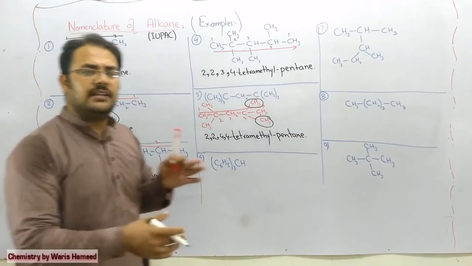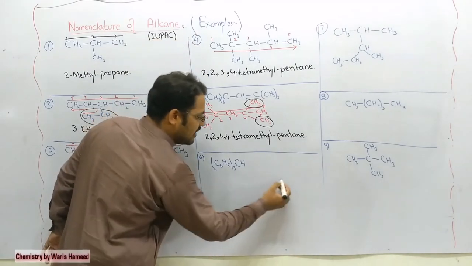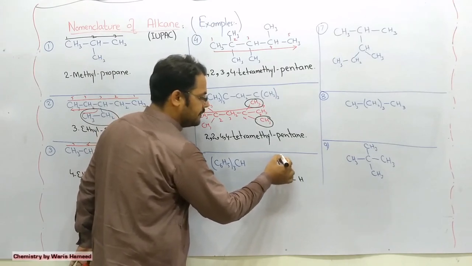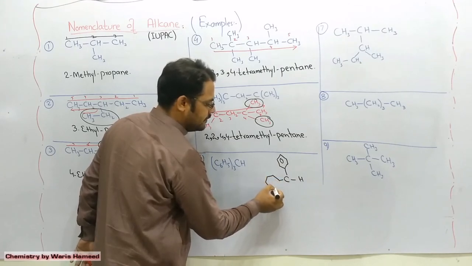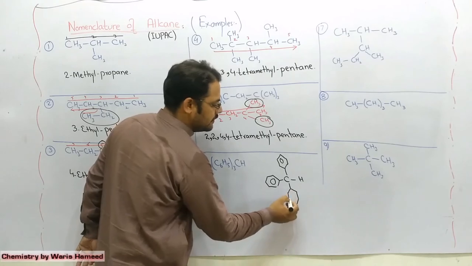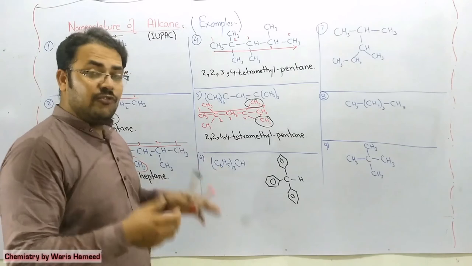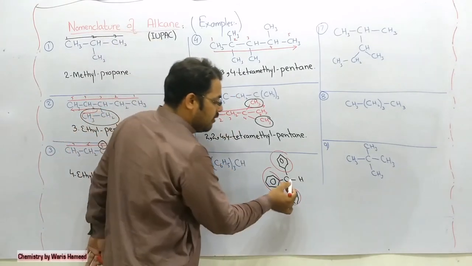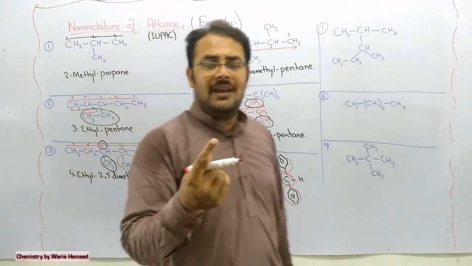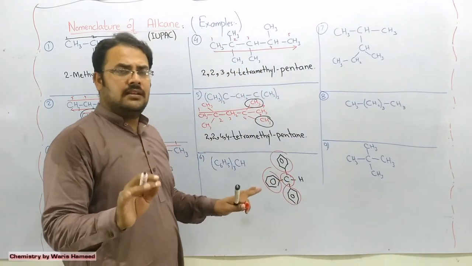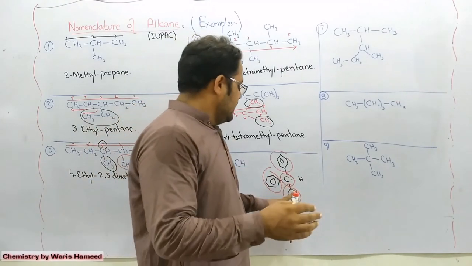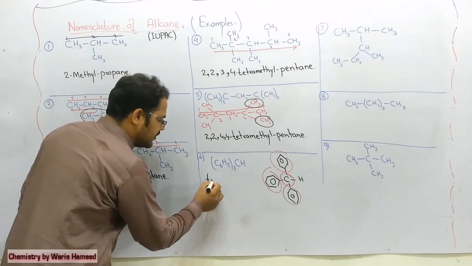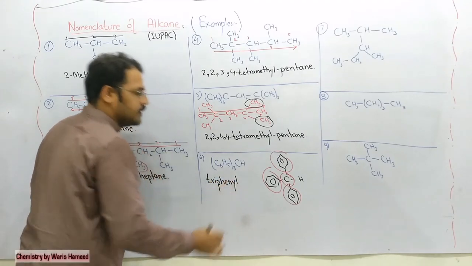In this case, again we have to write its open structure, its structural formula. One carbon is attached with one hydrogen atom, and there are 3 benzene rings. First benzene ring, second benzene ring and third benzene ring. I hope that it's visible to all of you. Now we have to select the longest chain. Actually, these three rings are acting here as substituents, and our hydrocarbon has one main carbon that is acting as the parent chain. So it's just methane. And this methane is substituted with three benzene rings. So we can name it as triphenyl methane.